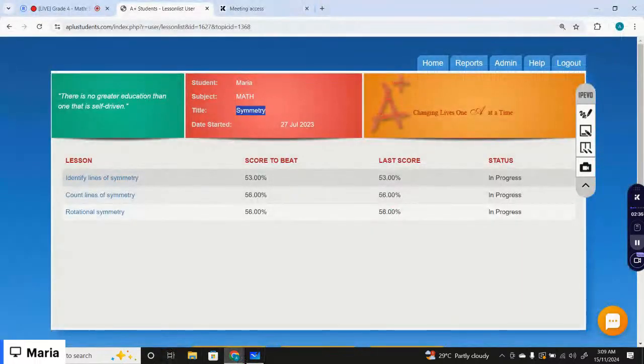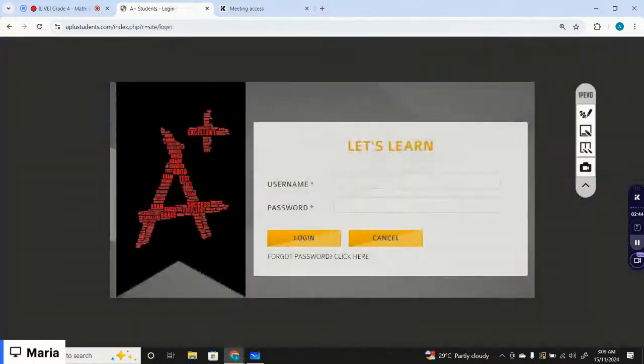Here I am on grade 4 math. The chapter we are on right now is symmetry. Let's just start with the first lesson, that is identify lines of symmetry.